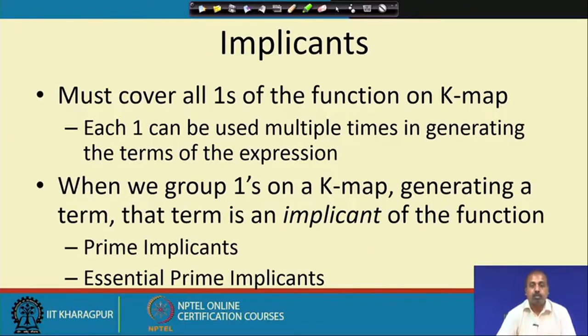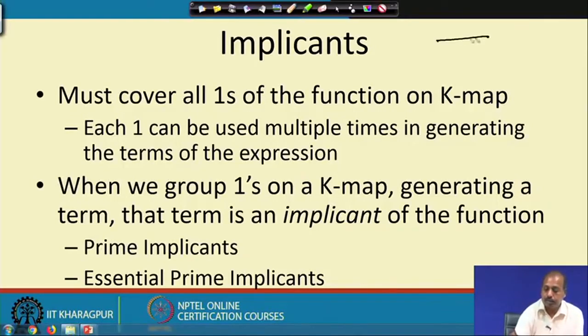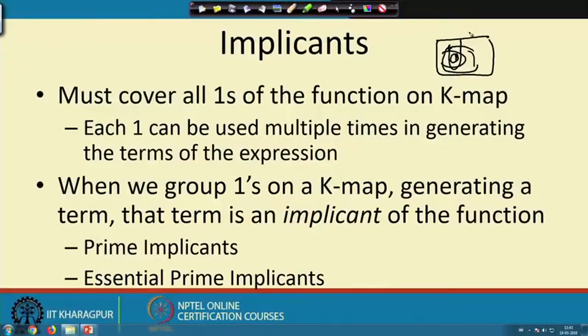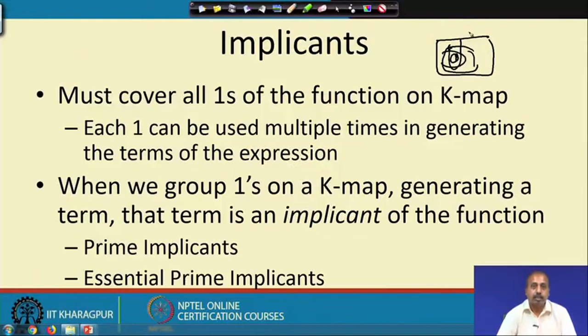That can happen because if you look into a Karnaugh map, and if this particular entry is 1, it may be covered by several pairs. It may be covered like this, also it may be covered like this, it may be covered in a bigger quad or like that. So this particular one may be generated by all the terms. Here it is covered by 3 terms, so all the 3 terms can generate this particular one. That is why it is said that each one can be used multiple times in generating the terms of the expression.